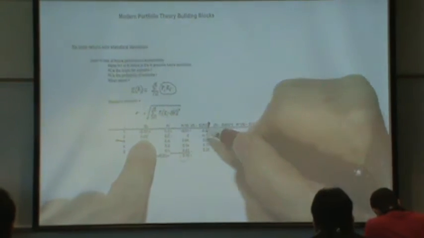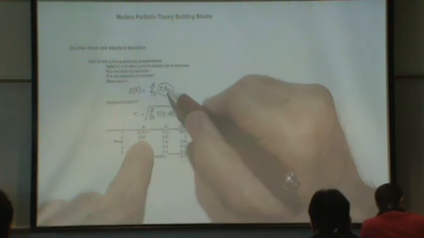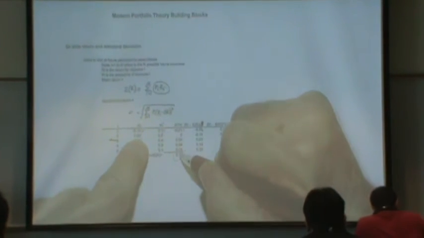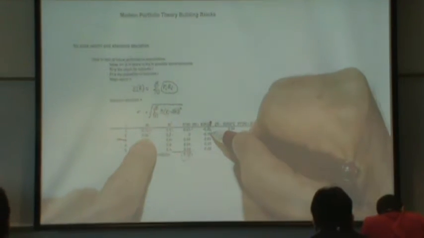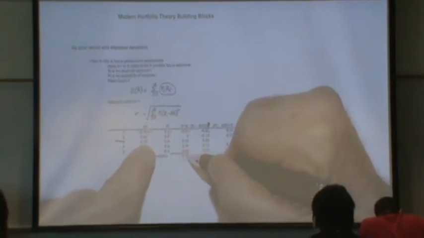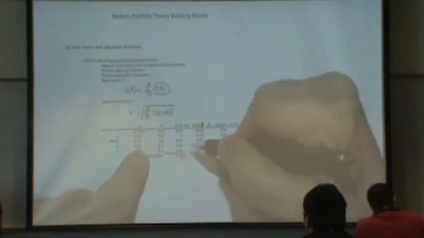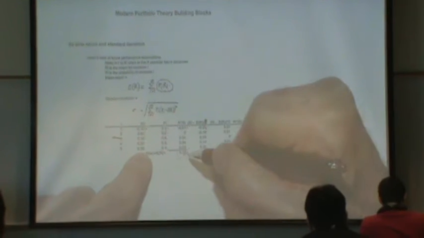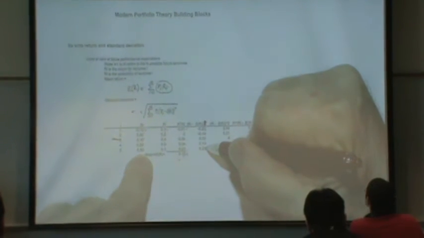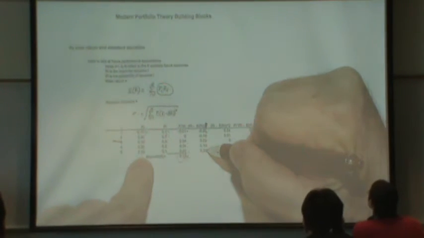We go to the next one, and it says 0 minus 10. 0 minus 10 is minus 10. Then 10 minus 10 is 0. 20 minus 10 is 10. And 30 minus 10 is 20. Everybody see where that stuff's coming from? We good with that?